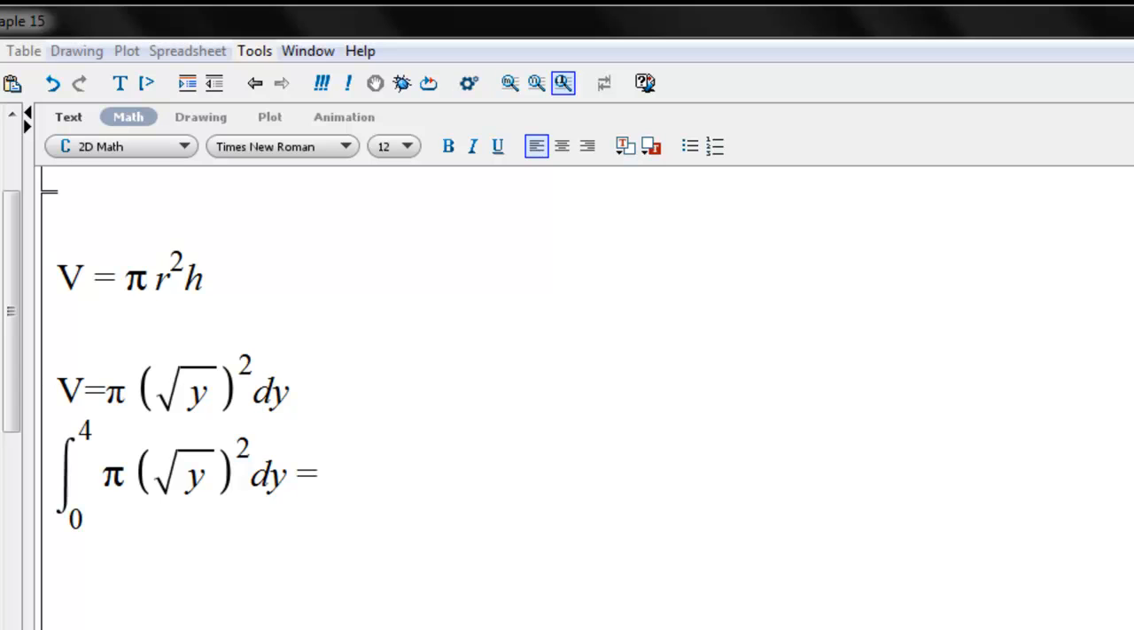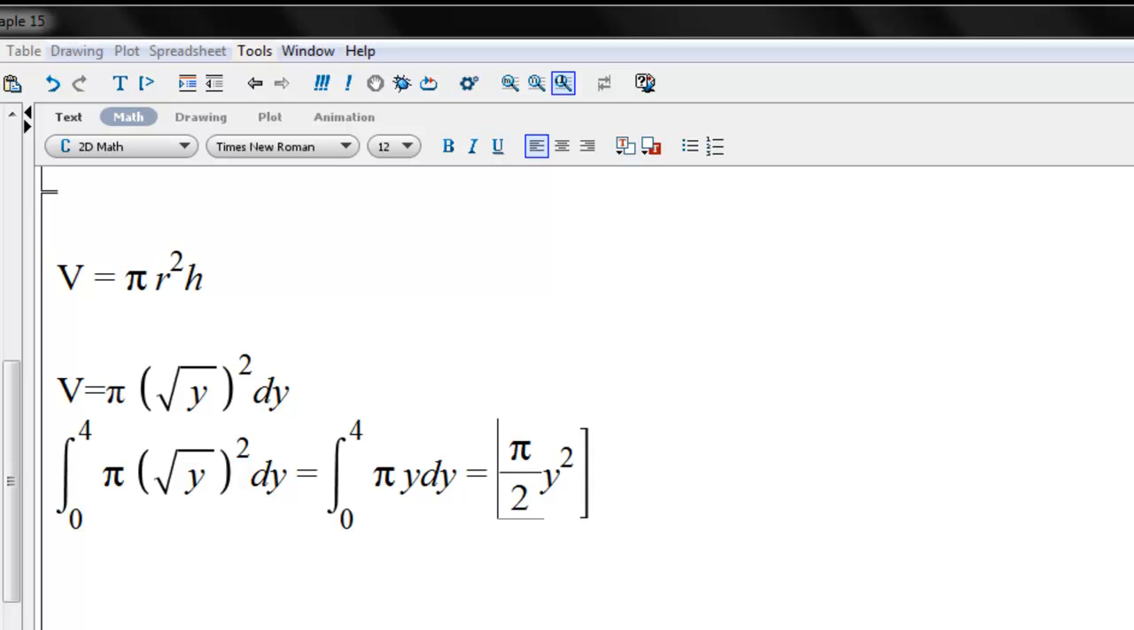When we work that out, we'll still have our pi, and the square root of y squared, since y is positive, is just going to be y. You have to be a little bit careful if y was negative or something like that, but in this problem it's just going to be pi y. We keep working this out. The antiderivative is going to be pi over 2 y squared, and we're going to evaluate that as y goes from 0 to 4.